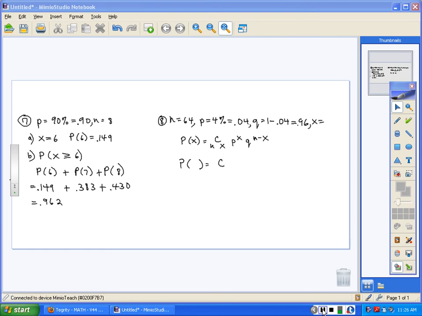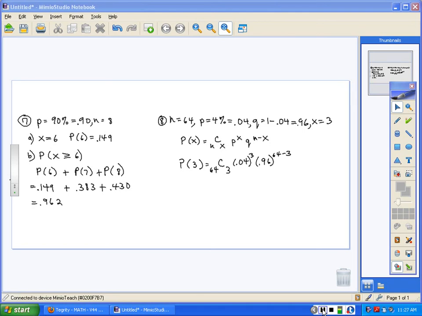So that was in the next sentence, which said, find the probability of getting exactly 3 defects in a batch. So that's your X. X is always the question. So we're finding the probability of 3. N is 64. X is 3. P is 0.04 to the 3rd power. And then Q is 0.96 to the 64 minus 3 power.